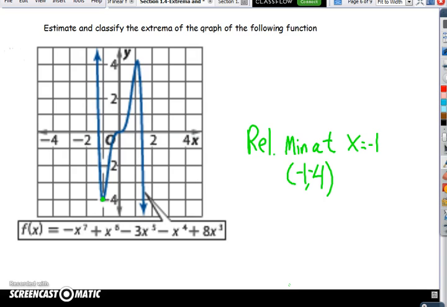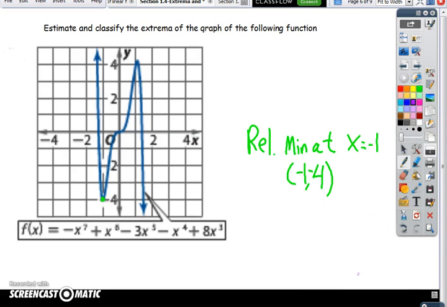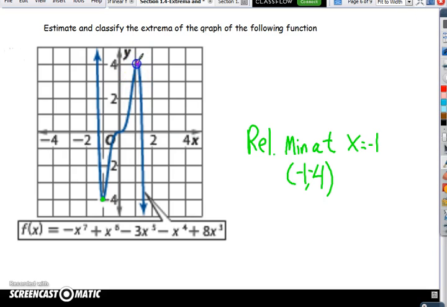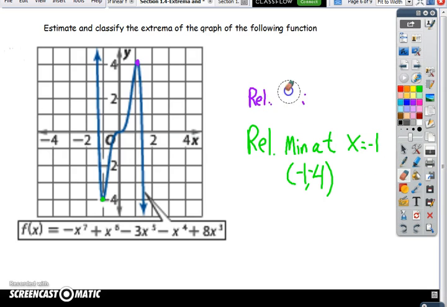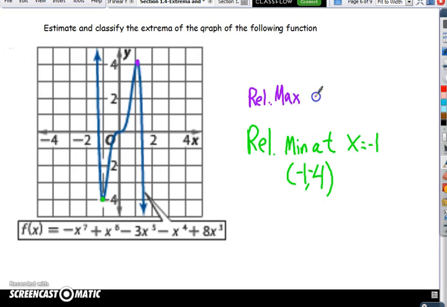What's a maximum? Do I have one? Right here. So, roughly, a relative max. Pardon my terrible handwriting there. A relative max at x equals 1. And my coordinate there being 1, 4.